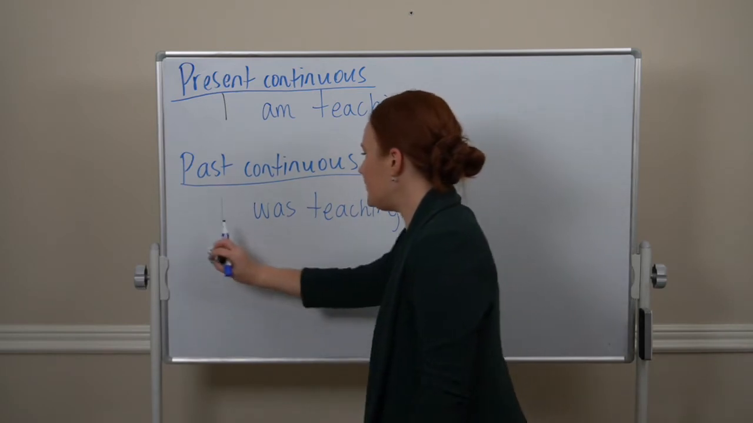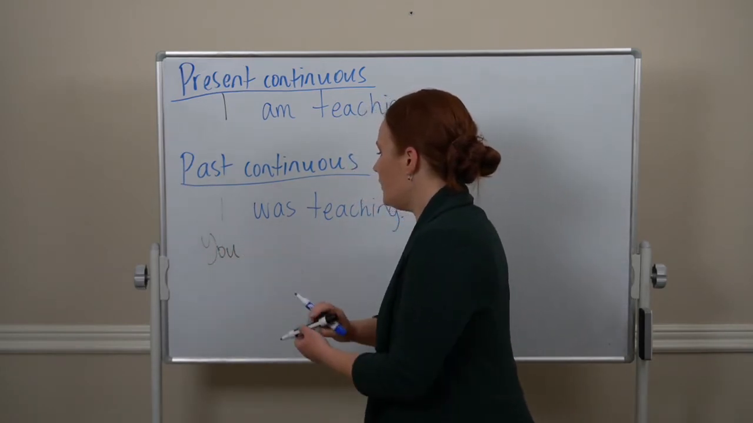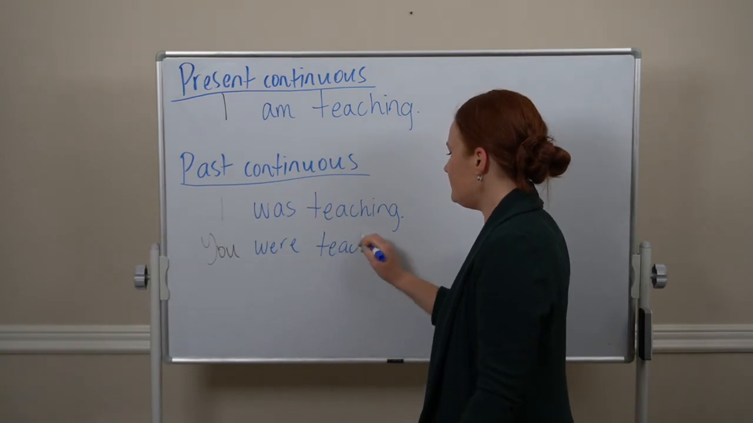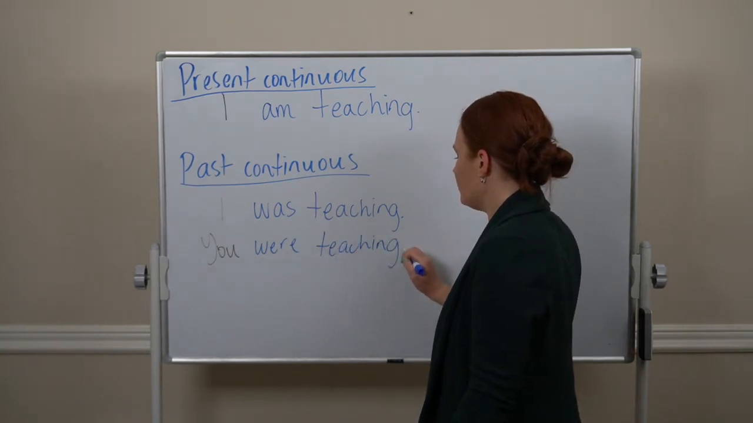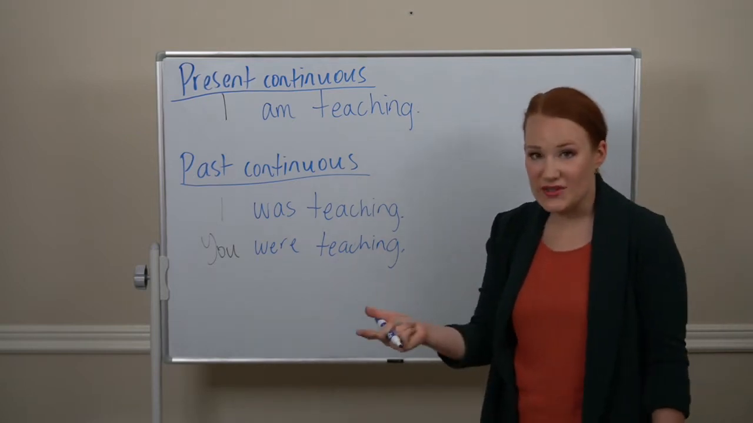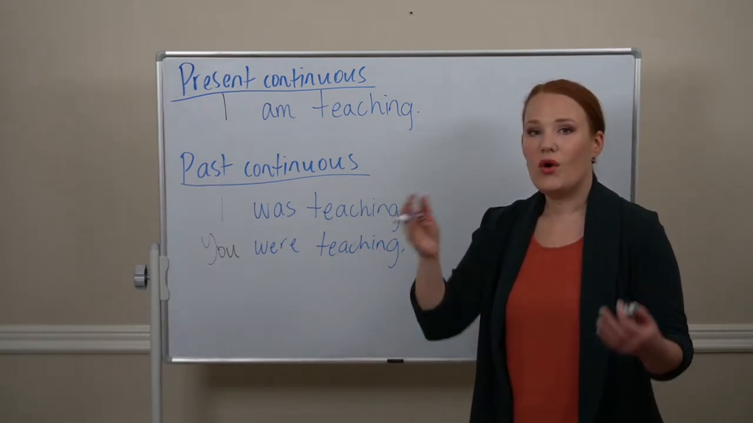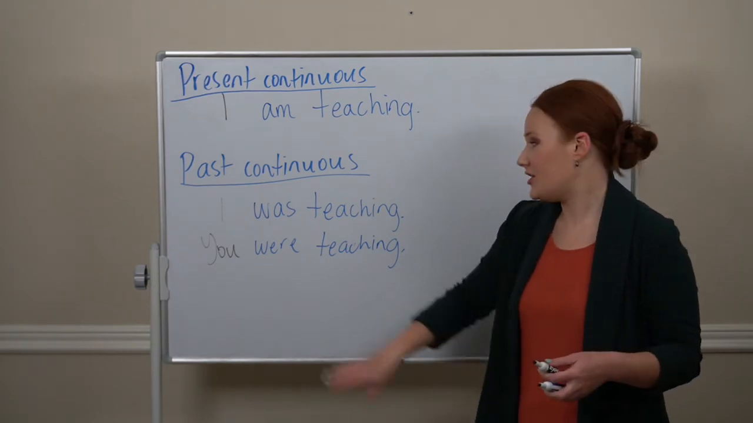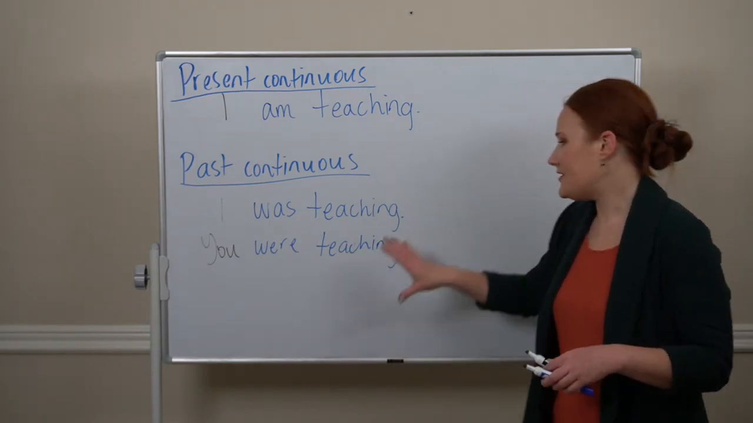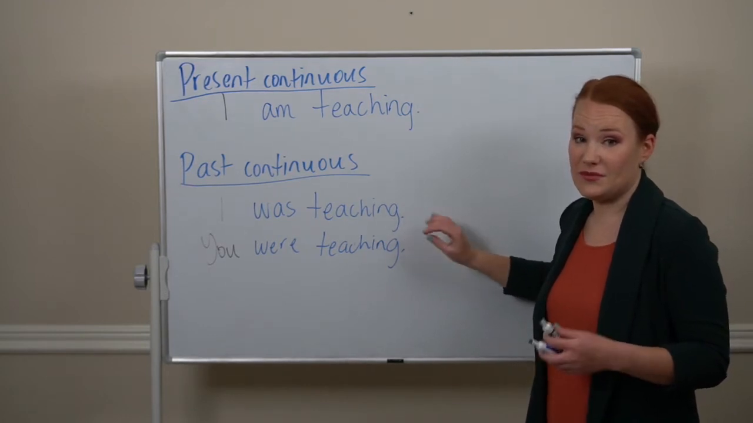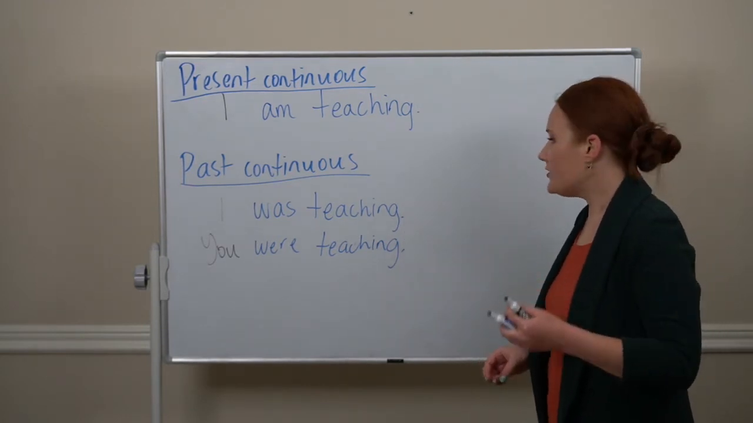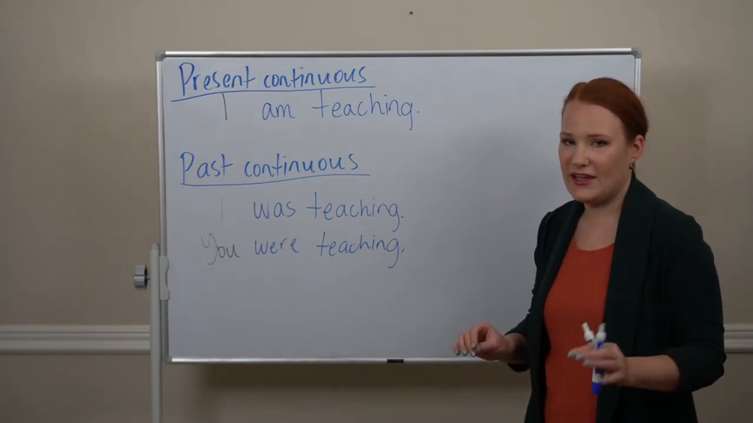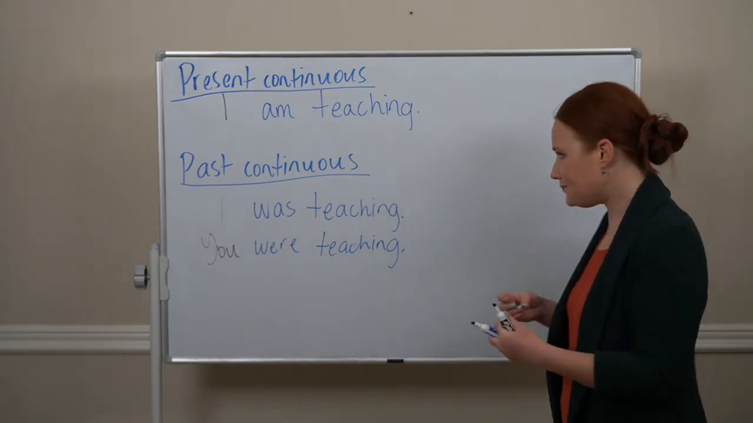I was teaching, you were teaching. He was teaching, she was teaching, it was teaching, we were teaching, they were teaching. So those are the normal conjugations for was and were, plus our ing verb. All right? So, past continuous tells us what was happening at a time in the past.